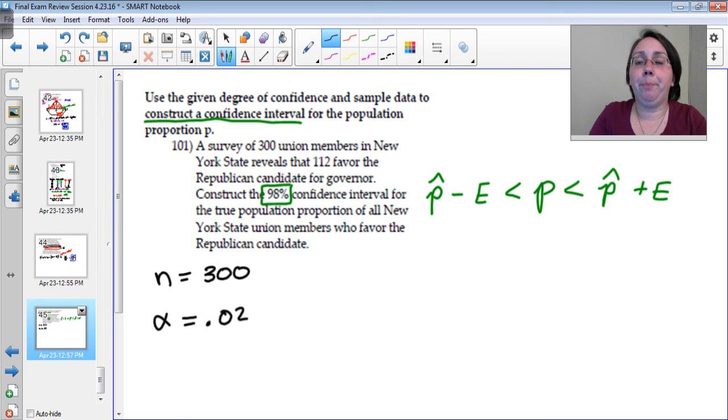What else can you pull out? The X? What's X? Very good. Now, it's not X bar. It doesn't say mean, so it's not an X bar. Now, this is a binomial situation. Usually, anything involving P is binomial, and X is the number of successes. I need you to find P hat.